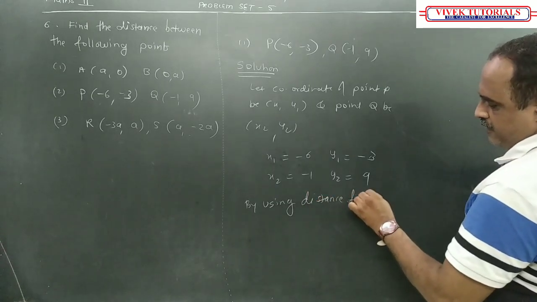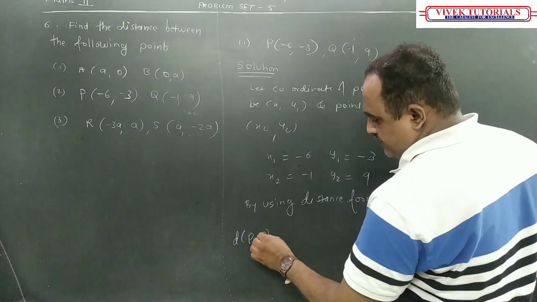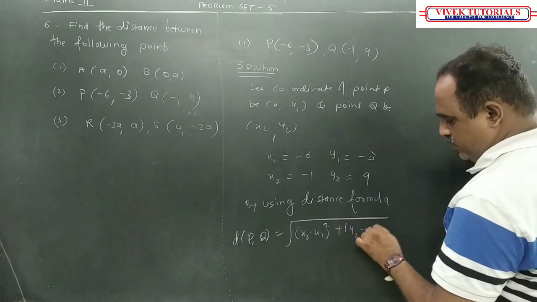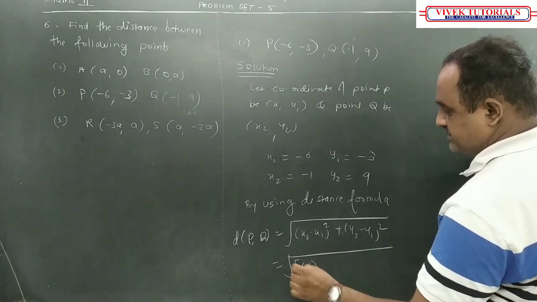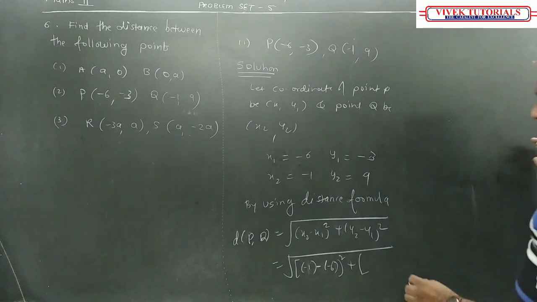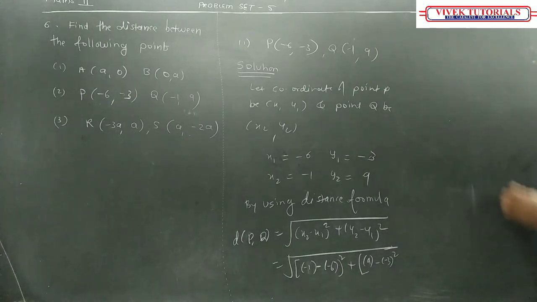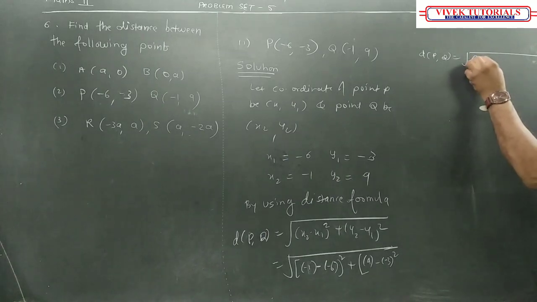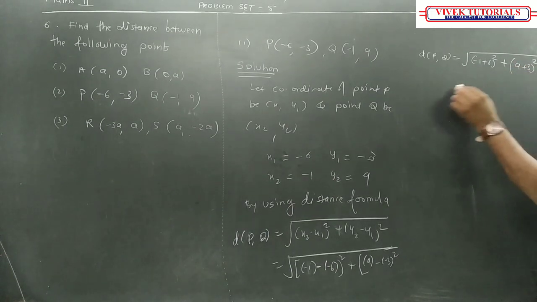the distance formula, what is the distance formula? Distance PQ is equal to under root (x2 minus x1) the whole square plus (y2 minus y1) the whole square. x2 is nothing but -1 minus (-6) the whole square, and here it will be 9 minus (-3) the whole square. So we are getting distance PQ is equal to under root (-1 + 6) the whole square and (9 + 3) the whole square.